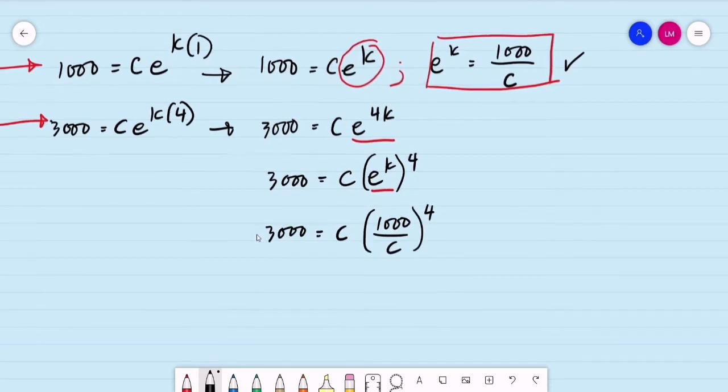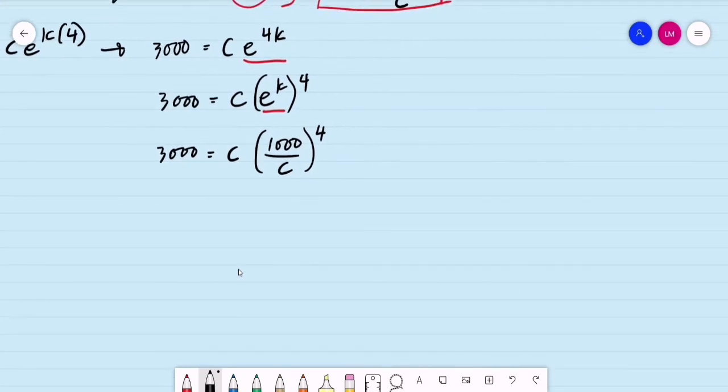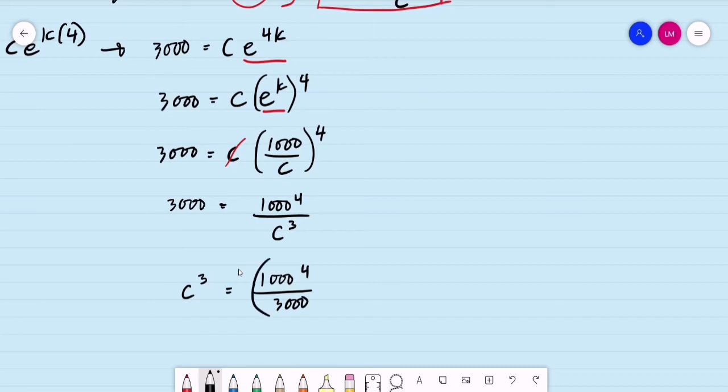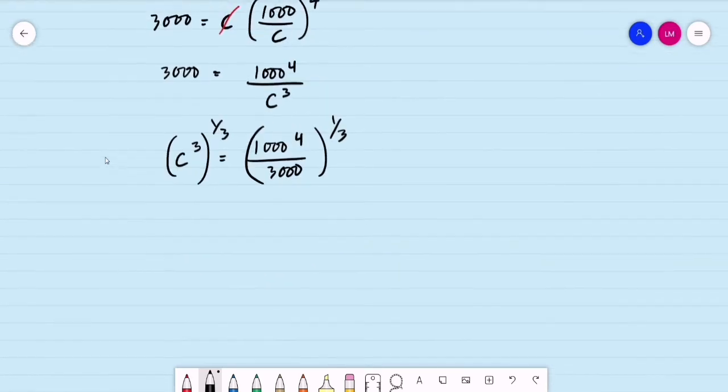So we simplify to compute for the value of the constant c. We may cancel one of the c. This is now 3,000 equal to 1,000 raised to 4, and we cancel one of the c, so this is now divided by c raised to 3. So if we are to compute for the value of c, this is c raised to 3 by cross multiplication, 1,000 raised to 4 divided by 3,000. So this is now raised to 1/3 or cube root, for us to determine the value of c.